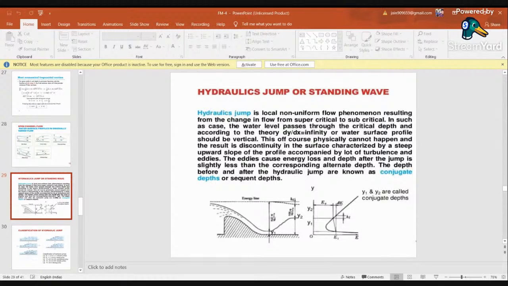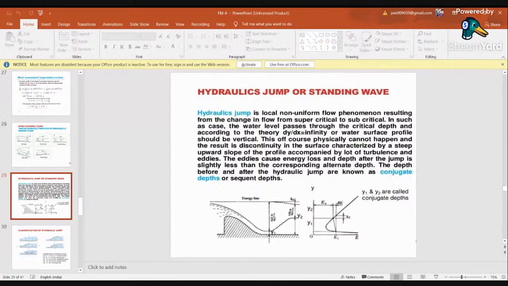And when the slope of the open channel decreases from steep to mild, the depth of flow of water increases toward the critical depth, and the jump instantly occurs at the same point. Now what does it mean? Just observe this figure here.